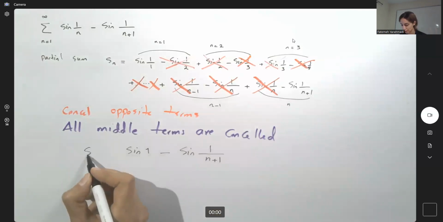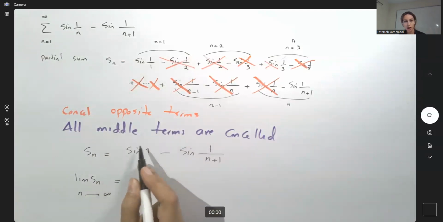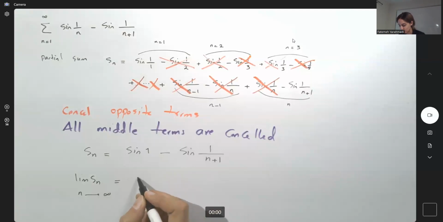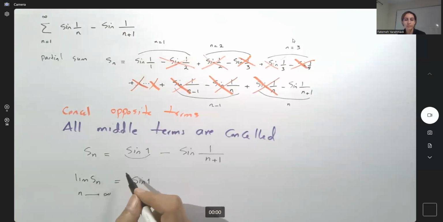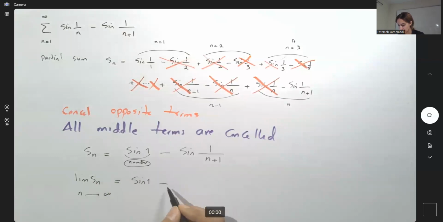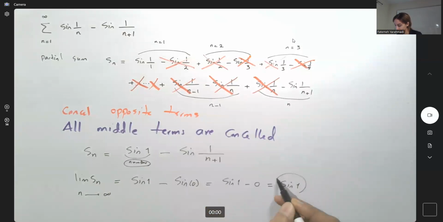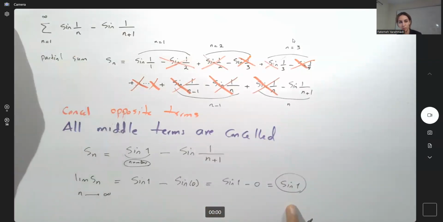Now take the limit. This is your Sn, the partial sum. The limit of Sn as n approaches infinity, this is just a constant. You can use a calculator to find the value. This is going to be sine of 1, just a number. It's a crazy looking number, so we're going to leave it as sine 1. It's just a number. Use a calculator. Minus, well, when you take the limit, sine of 1 over infinity is going to be sine 0. So you basically have sine 1 minus 0, or sine 1. So the partial sum is converging to sine 1. So this is our conclusion about this series.